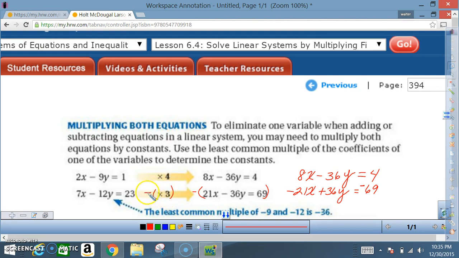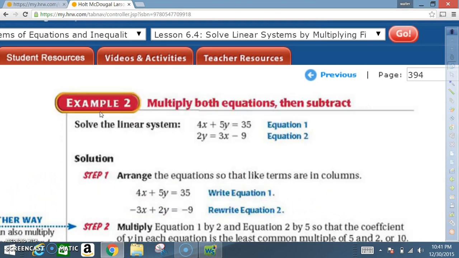Alright, so if I did that, see, -3 times 7x would give me that -21x. -3 times a -12y would give me a positive 36y. And then -3 times 23 would have given me that -69. But either way is okay, whatever you're comfortable with.